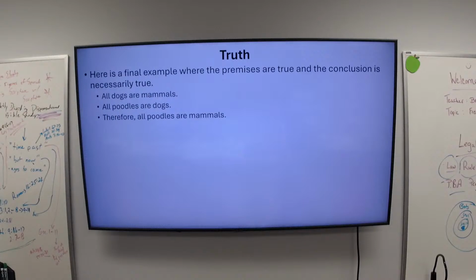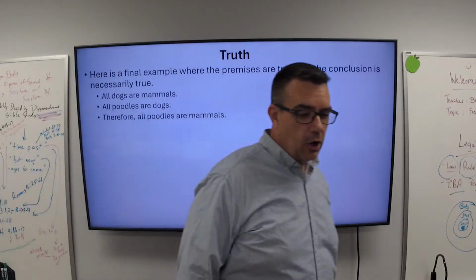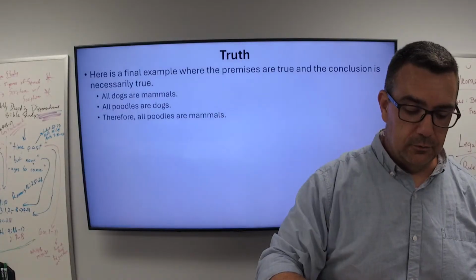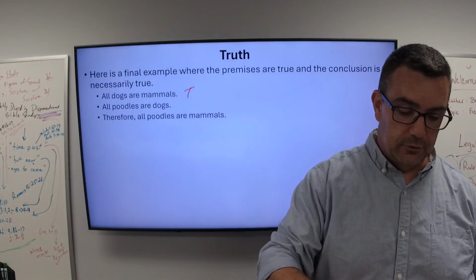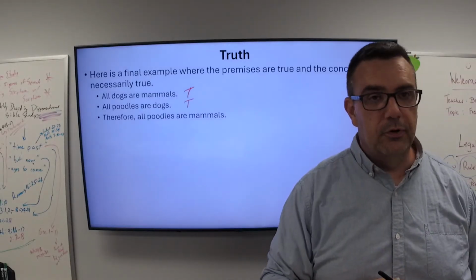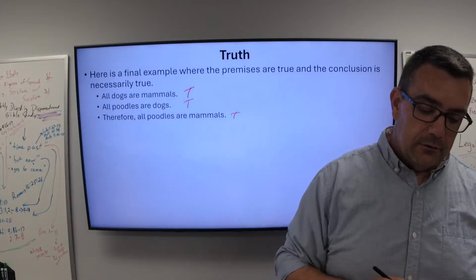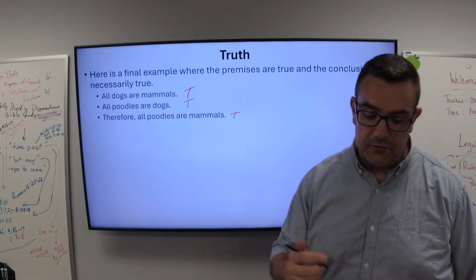Okay, so let's look at an example here. Here's a final example where the premises are true and the conclusion is necessarily true. All dogs are mammals. True. All poodles are dogs. True. Therefore, all poodles are mammals. True. So here's a final example where the premises are true and the conclusion is necessarily true. It fits, right?